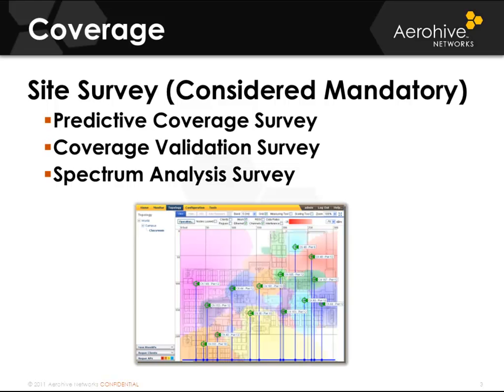Coverage. A site survey should be considered mandatory. There are different types of site surveys, everything from a predictive coverage survey without ever physically visiting the site, to a coverage validation survey which includes a site visit, spectrum analysis, and even the old-fashioned walkthrough surveys.